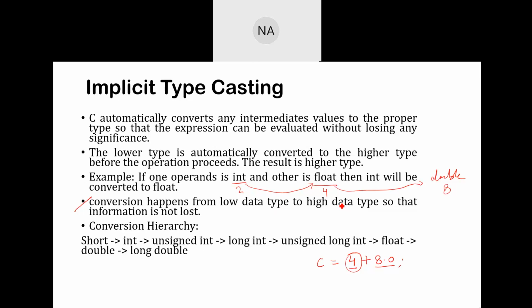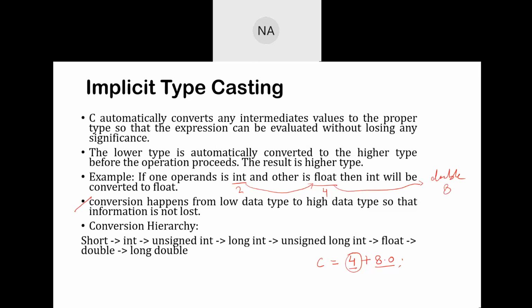In the implicit conversion, it happens from low data type to high data type, so that information is not lost. So if you convert integer into float, no data will be lost. But if you convert a floating variable into integer, then some data will be lost.